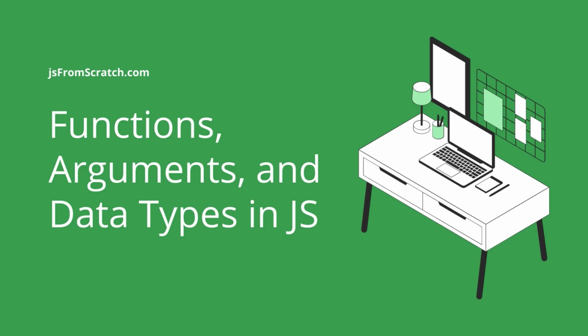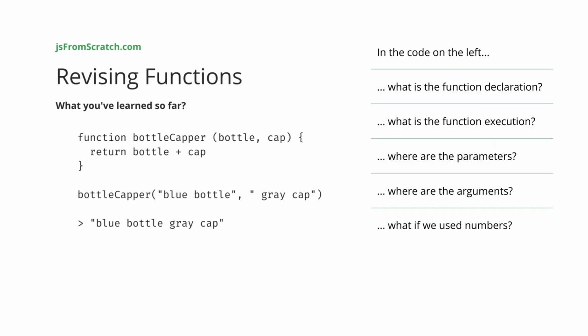In this lesson, we're going to discuss functions, arguments, and data types in JS. We'll begin with a revision of functions and what you've learned so far. In the code on the left, what is the function declaration? What is the function execution? Where are the parameters?